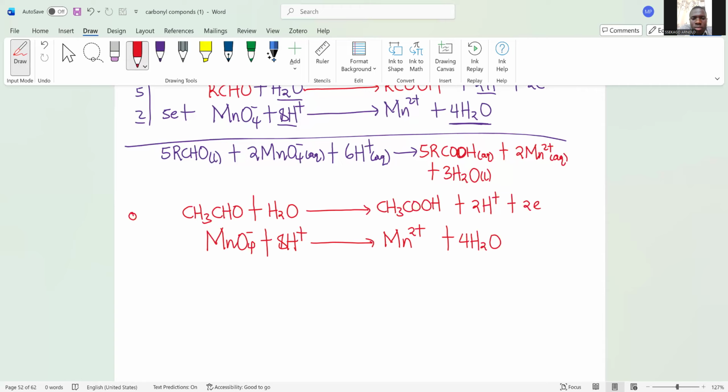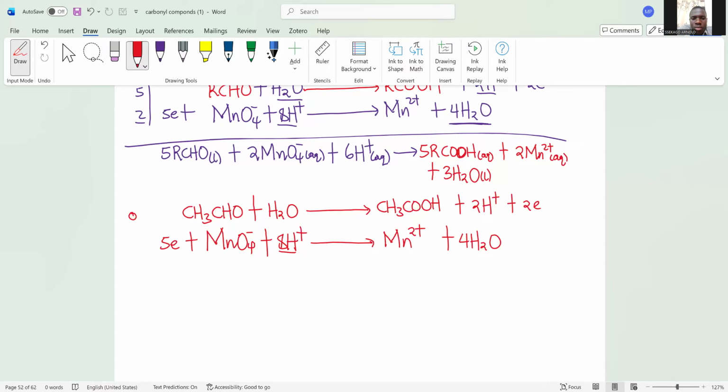Now, we look at now the charges. On the left-hand side, we have 8 plus 8 minus 1. This 8 multiplies up so that you have plus 8 minus 1, which is plus 7. But on the right, I have plus 2. So you see, on the left, I have too much, which is plus 7. So I need to reduce plus 7 to plus 2. What do I do? I add 5 electrons.